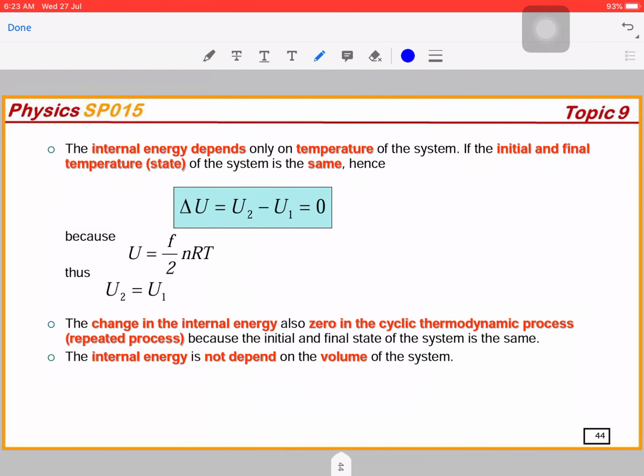The internal energy depends only on the temperature of the system. If the initial and final temperatures of the system are the same, then delta U equals U2 minus U1, which equals 0. The change in internal energy is also 0 in a cyclic thermodynamic process because the initial and final state of the system are the same. So the internal energy does not depend on the volume of the system.